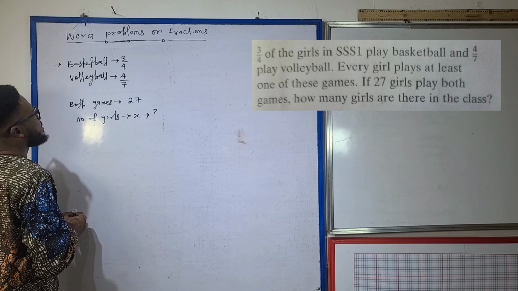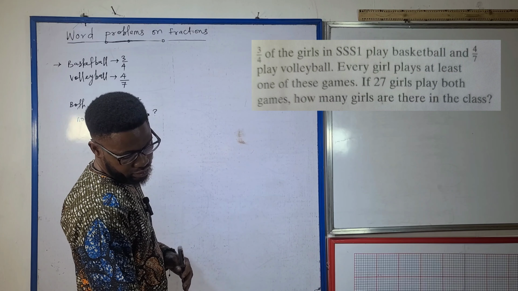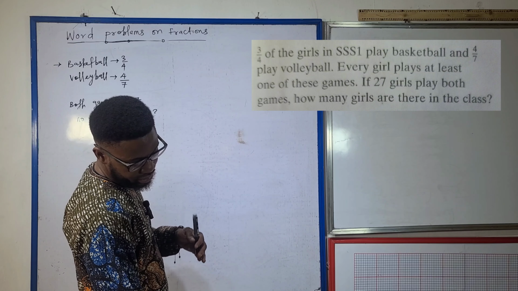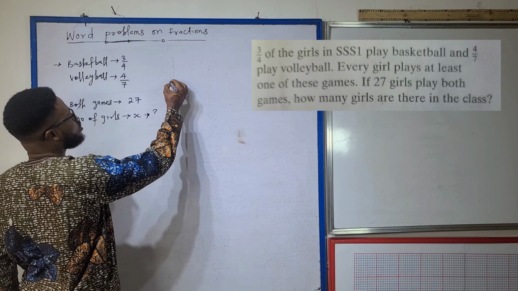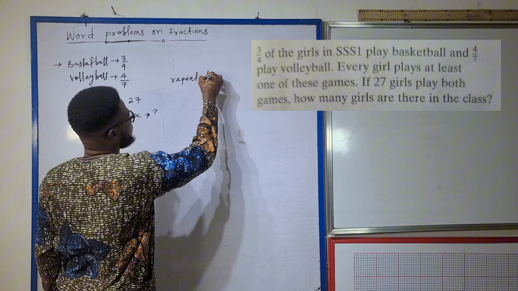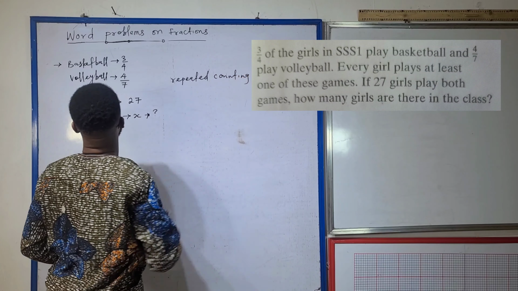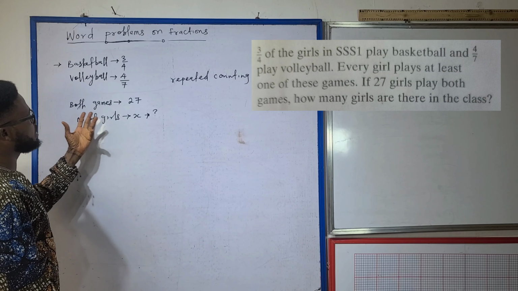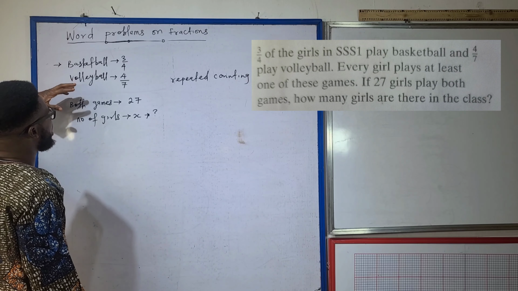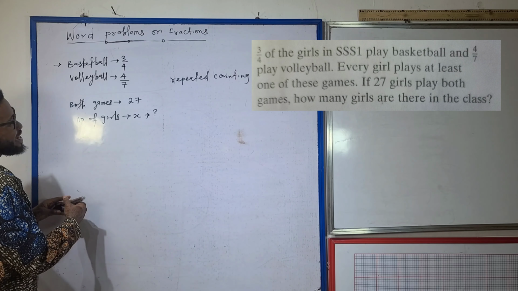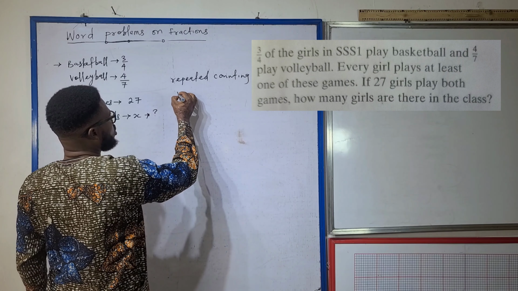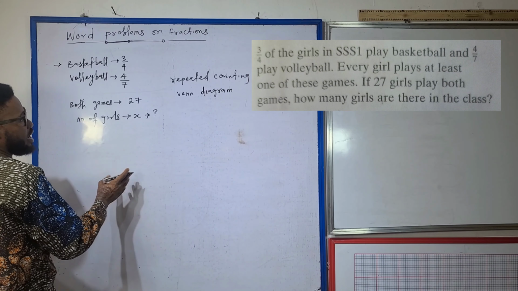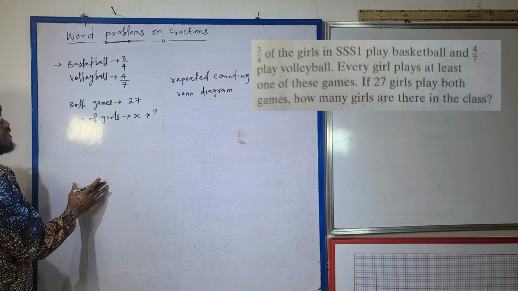Normally, if you look at the question, 3 over 4 of the girls in SS1 play basketball, 4 over 7 play volleyball. Every girl plays at least one of these games. If 27 girls play both games, how many girls are there in the class? This is a case of what we call repeated counting. Because there are those who played basketball who have now been counted as having played both games, and there are those who played volleyball alone who have now been counted as well as playing both games. So in a case like this, you can use what we call a Venn diagram, and even in the Venn diagram you still have to distinguish between real values and fractional values.